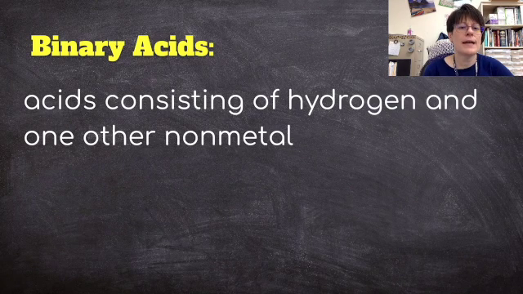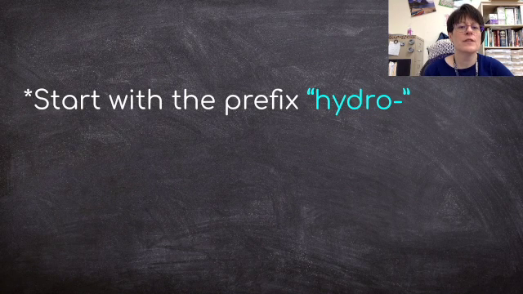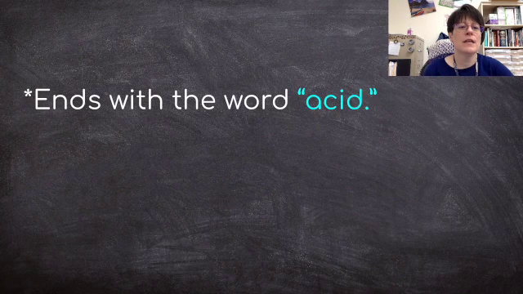So binary acids, these are acids consisting of hydrogen and one other nonmetal. So just like binary compounds that we've talked about before, it's always two things. So naming binary acids. Start with the prefix hydro, followed by the root name for the nonmetal with an ic ending. And then it ends with the word acid.